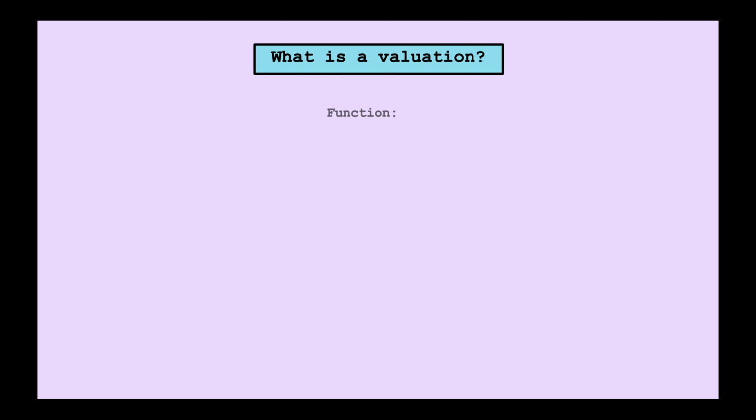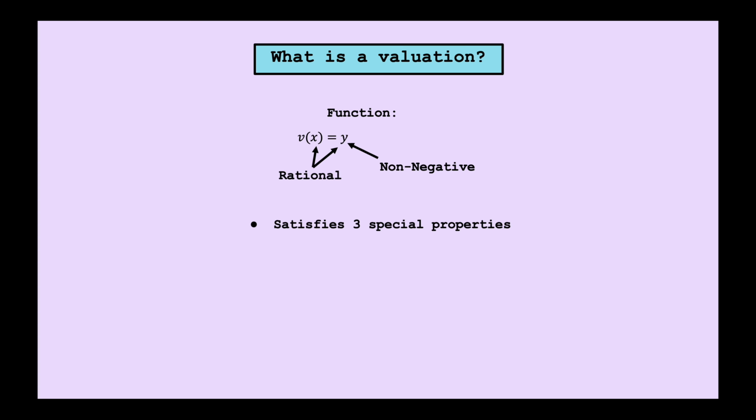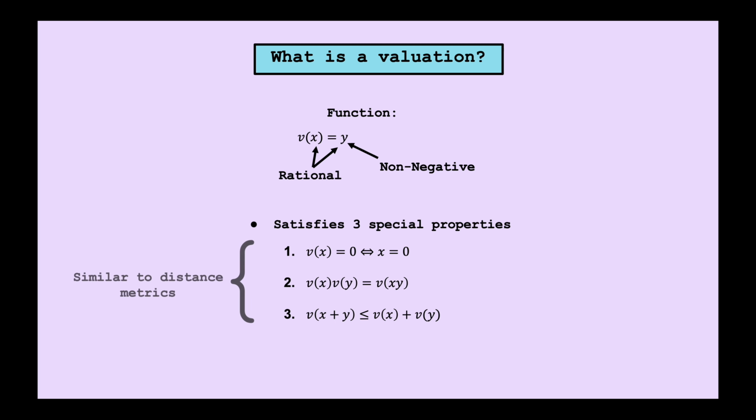It is essentially a function, say v, that has to satisfy a few special properties. For now, we will look at valuations that take inputs from the rationals and output non-negative rational numbers back. A valuation has to satisfy 3 special properties. v(x) is 0 if and only if x is 0. It is multiplicative, meaning v(x) times v(y) is equal to v(xy), and it must satisfy the triangle inequality.